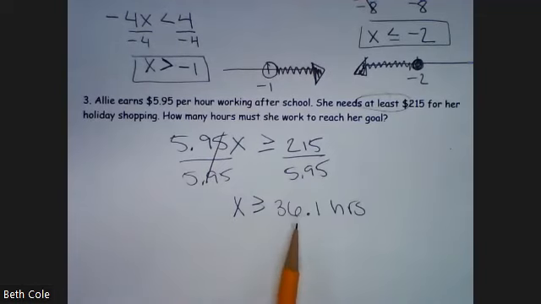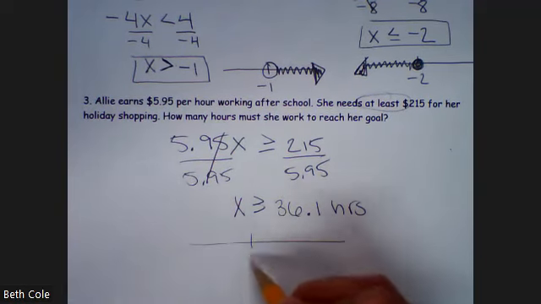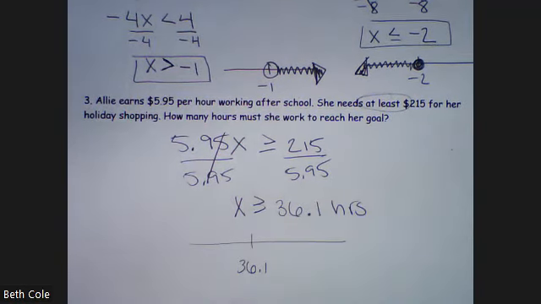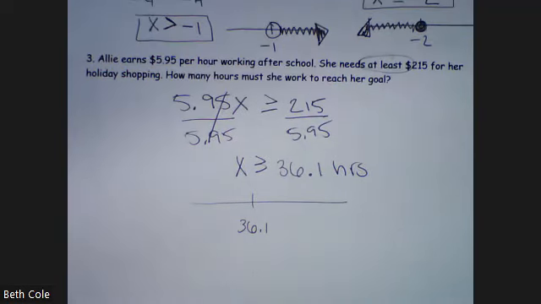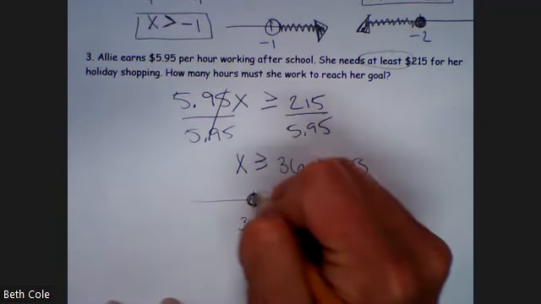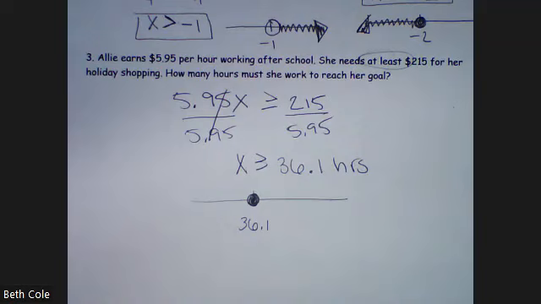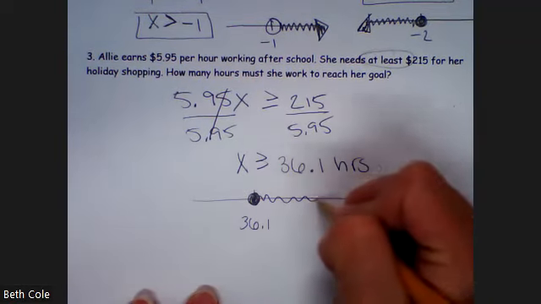Like she has to work at least 36 hours or more to make $215 or more. It has to be some workplace. I know, right? For the sake of being thorough, let's do a number line. 36.1 goes on there. What kind of circle? It's closed. And then which way are we going to shade? To the right, bigger than.